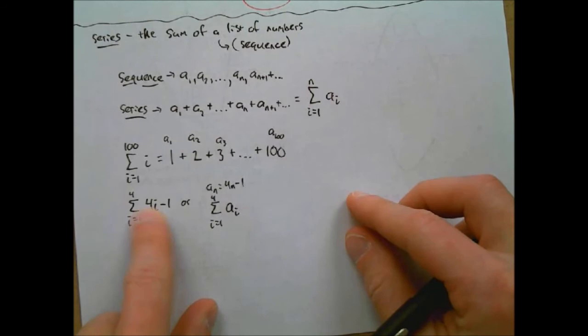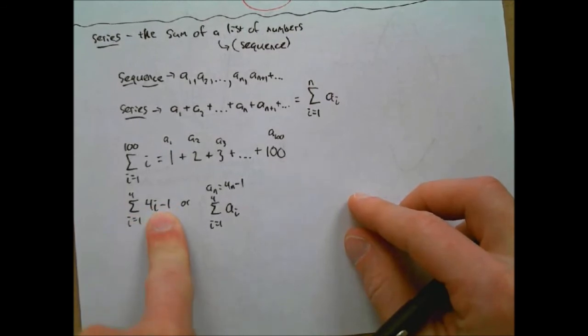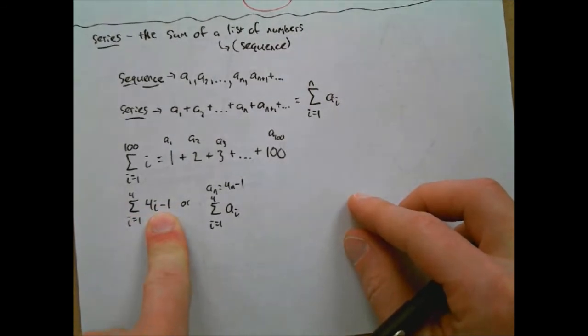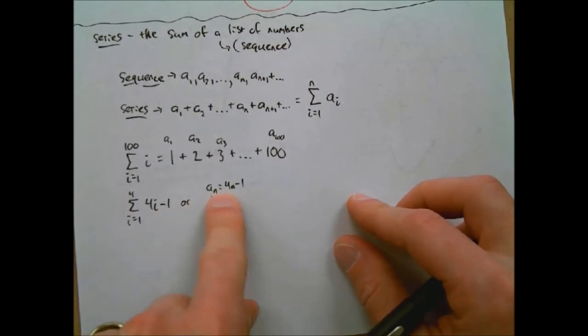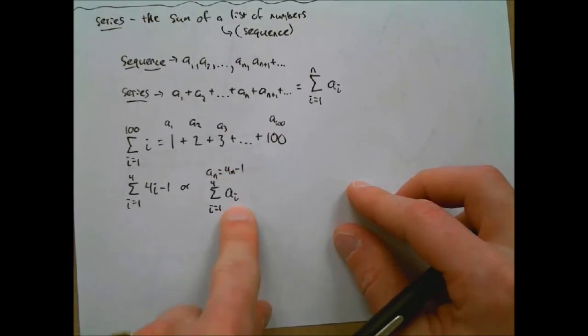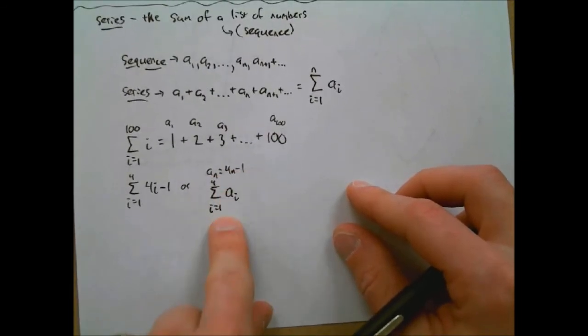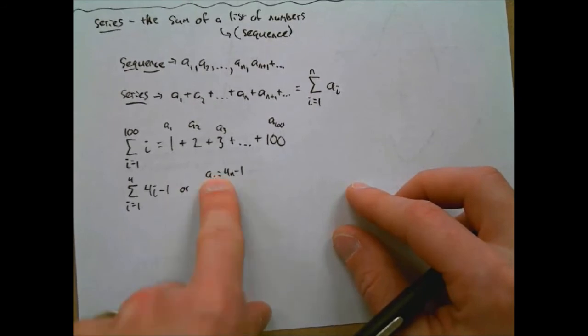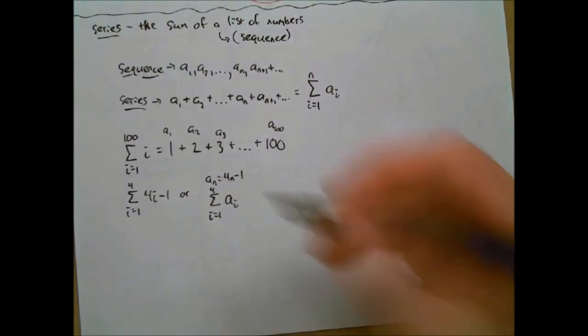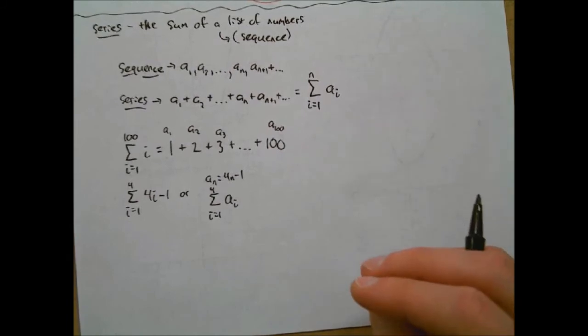So you could write it just like this with the sum of the 4i minus 1. Again, this was the very first sequence that we did there. Or you could say a sub n is 4n minus 1, bringing the actual sequence formula there. But then we can say, if I want to add up those first 4 terms, then I'm going to use a sub i from 1 to 4. And so the i will be 1, then 2, then 3, then 4.